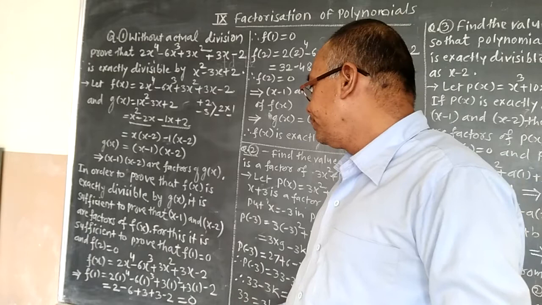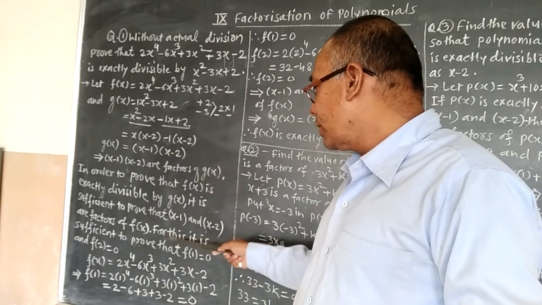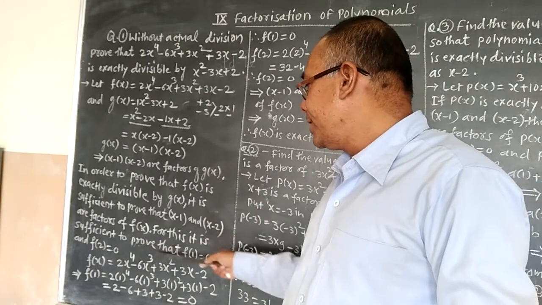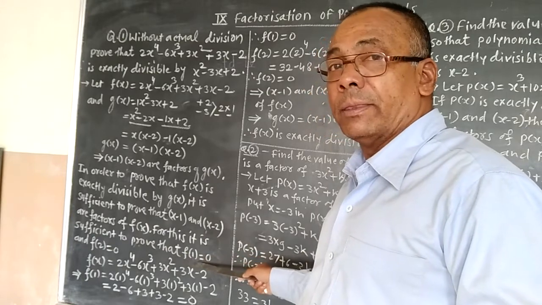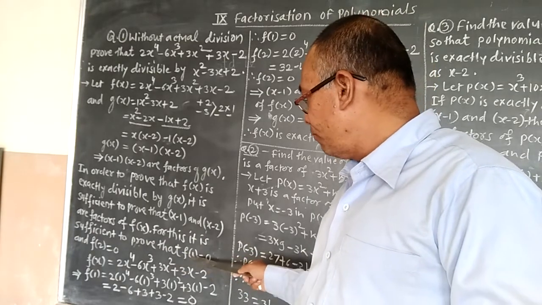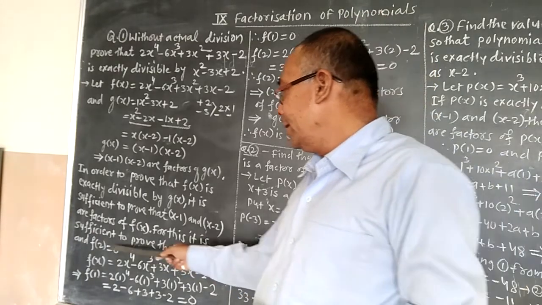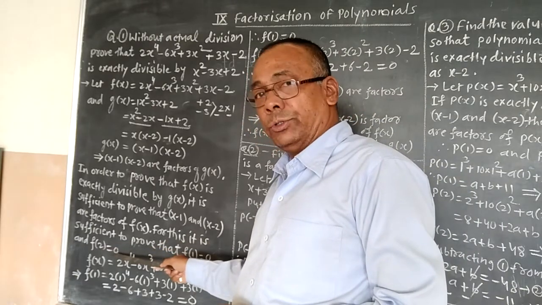And therefore, for this it is sufficient to prove that, by the factor theorem, f(1) is equal to 0 and f(2) is equal to 0.